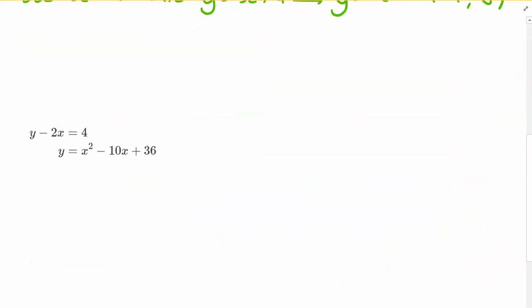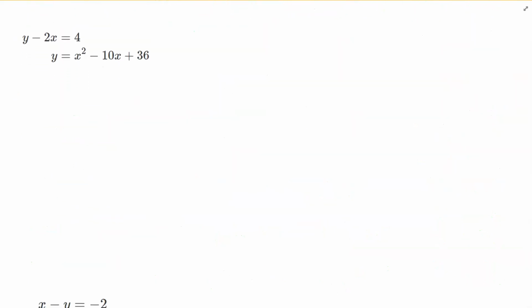On to the second one. Similar idea here, we've got a linear one, a non-linear one. I'm going to get a different colour. Now, this top one here, the linear one, is not in a form that is easy to substitute because it's not y equals or x equals. So the first thing we need to do is make it, usually y equals is the best way to do it. So I'm going to add the negative 2x onto the other side to give me y is equal to 4 plus 2x.